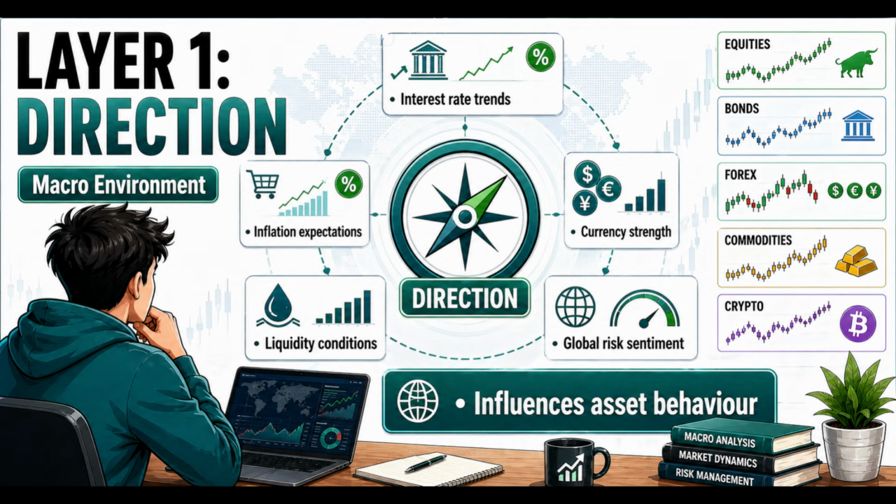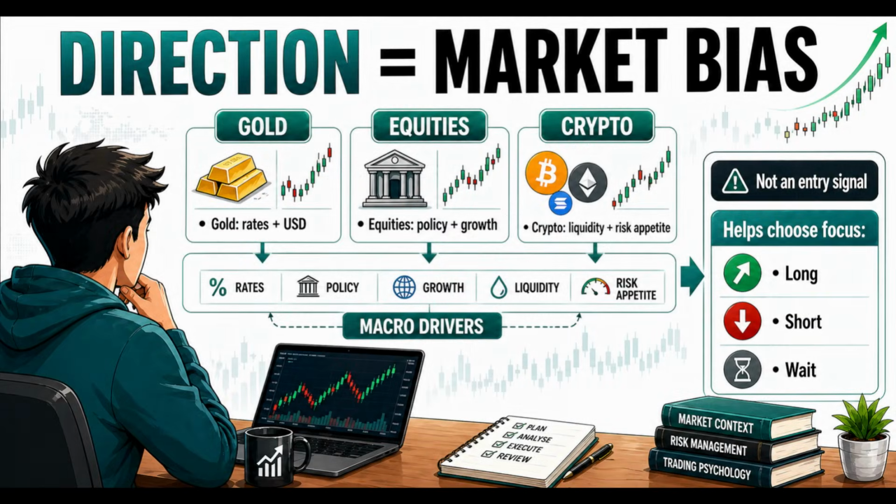These factors can influence the behavior of different asset classes. For example, the gold market may respond to changes in real interest rates and US dollar strength. Equity markets often respond to central bank policy, economic growth expectations, and earnings outlook. Cryptocurrency markets may also be influenced by liquidity conditions and investor risk appetite.